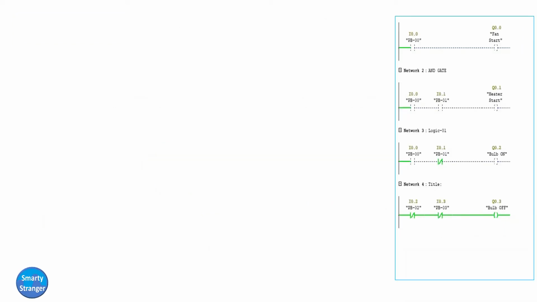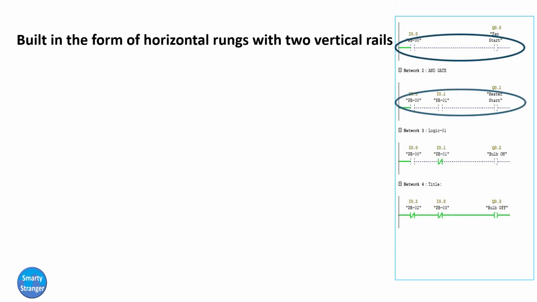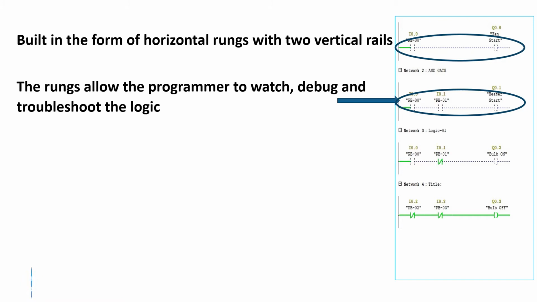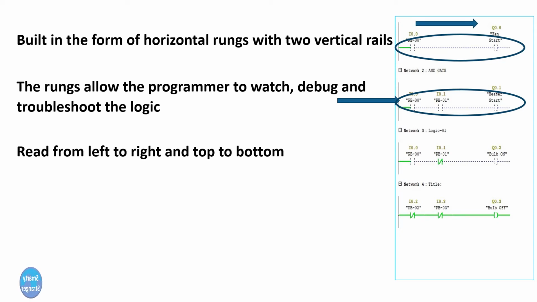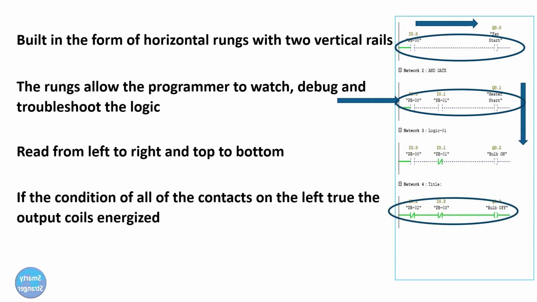Ladder diagram is built in the form of horizontal rungs with two vertical rails that represent the electrical connection on relay logic schematics. The rungs allow the programmer to watch, debug, and troubleshoot the logic. Ladder diagram is read from left to right and top to bottom. If the condition of all of the contacts on the left is true, the output coil is energized.